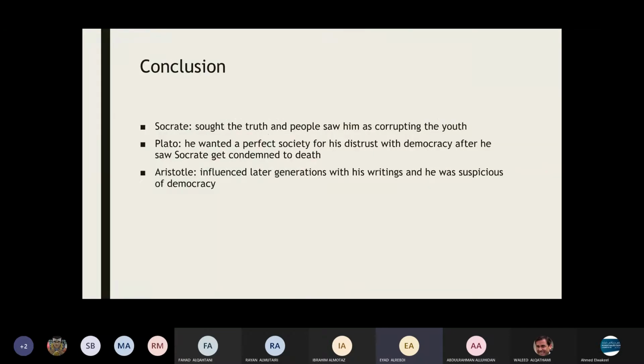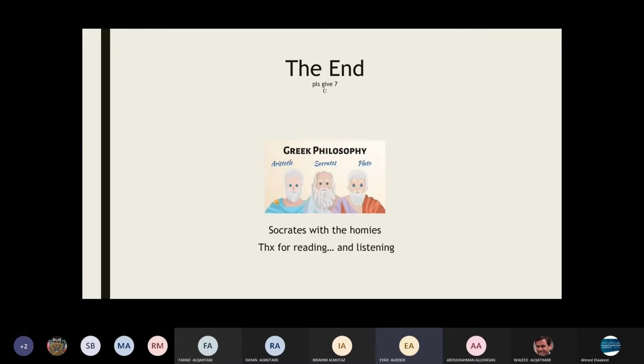In conclusion, Socrates sought the truth and people saw him as corrupting the youth. Plato wanted a perfect society because of his distrust of democracy after he saw Socrates condemned to death. Aristotle influenced later generations with his writing, and he was suspicious of democracy. The end.